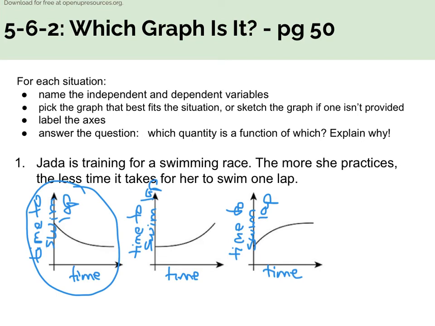Now looking at it, which one is a function of which? The time to swim a lap is a function of the time it takes just to swim, so just time in general. The time to swim a lap is a function of time. And remember, the output is a function of the input.